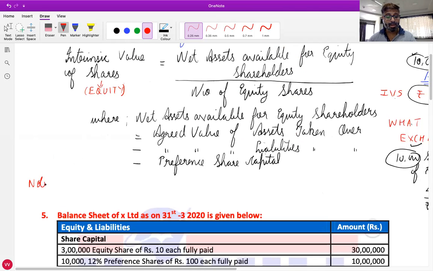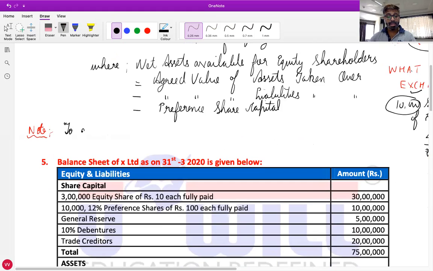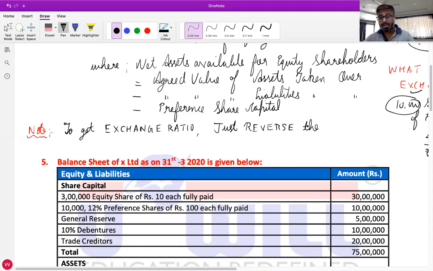Write down as a note: to get the exchange ratio, just reverse the intrinsic value of shares of both the companies.